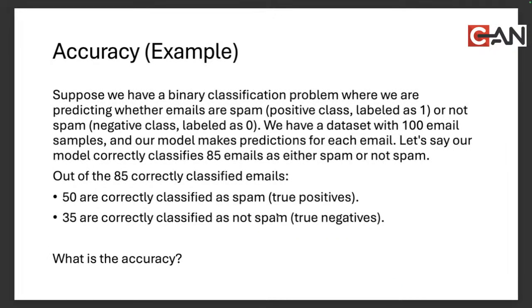All right, here, calculate the accuracy. So we have a binary classification problem where we're predicting whether emails are spam. We're predicting them to be labeled as positive class 1 for spam or negative class, labeled as 0, for not spam. We have a data set with 100 email samples, and our model predicts whether each email is spam or not. Let's imagine that we correctly classified 85 emails. 50 of them we classified as spam. These were our true positives. We had 50 true positives, and 35 of them we correctly classified as not spam. Those are our true negatives. What is our accuracy?